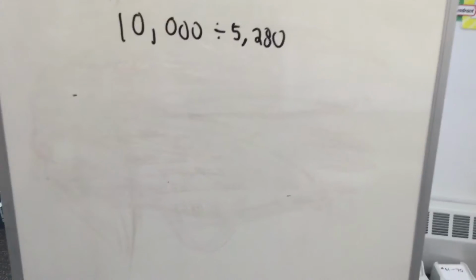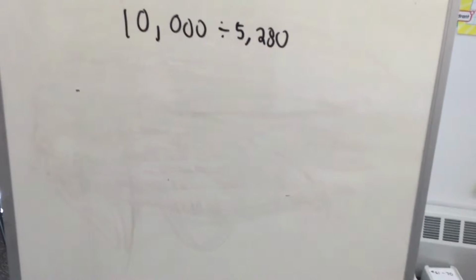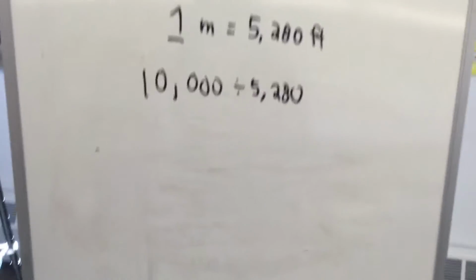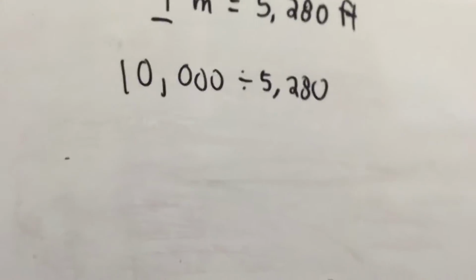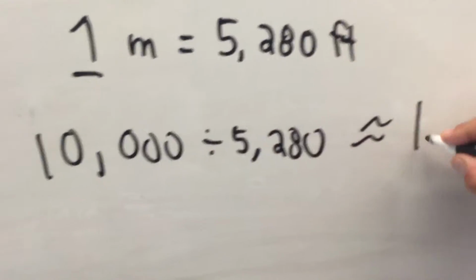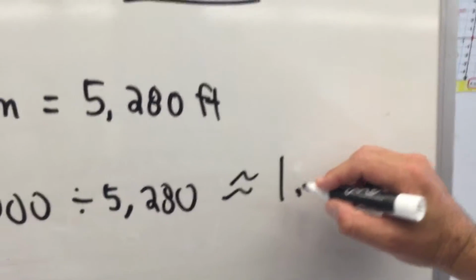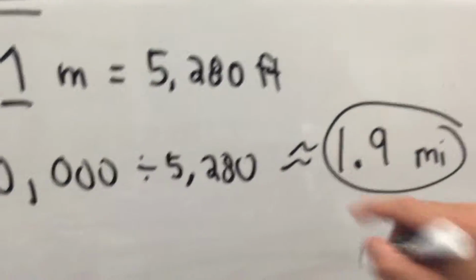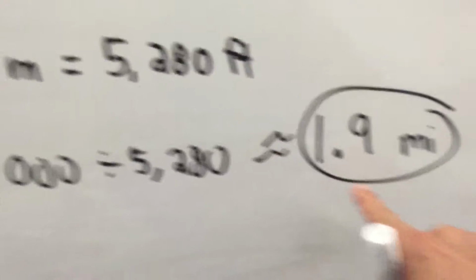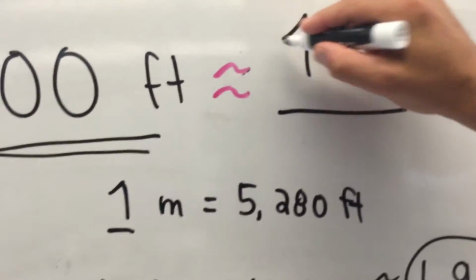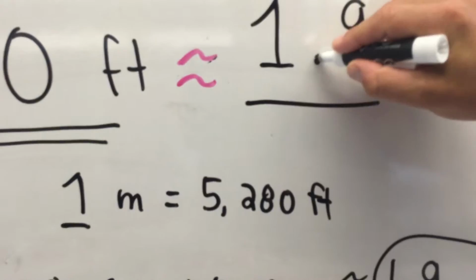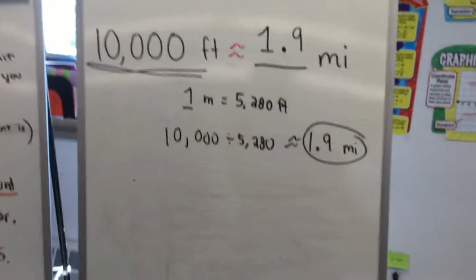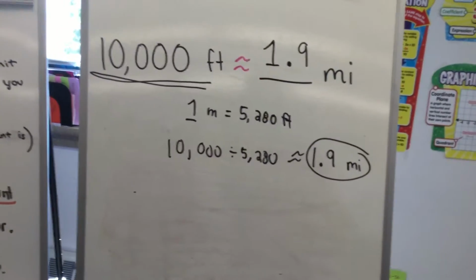I know it's going to be less than 2, is what I was going to say, sorry. And I finished it up. It's going to be approximately 1.9 miles. Approximately means about. It's not exact, it's a rounded number, and that's all we need. So 1.9, we could even say approximately 2. Feet aren't that big, so really it's about 2 miles.